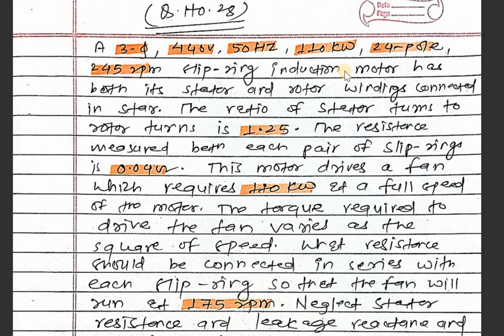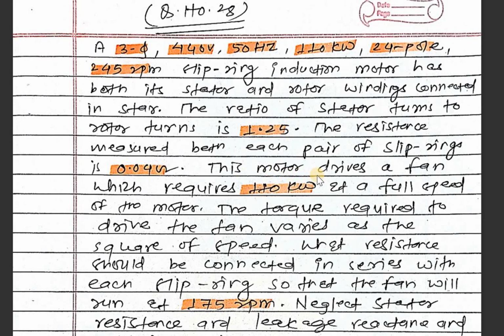Today our numerical problem is: a three-phase 440 volt, 50 Hz, 10 kilowatt, 24 pole, 245 rpm slip ring induction motor has both its stator and rotor windings connected in star. The ratio of stator turns to rotor turns is 1.25. The resistance measured between the pair of slip rings is 0.04 ohm.